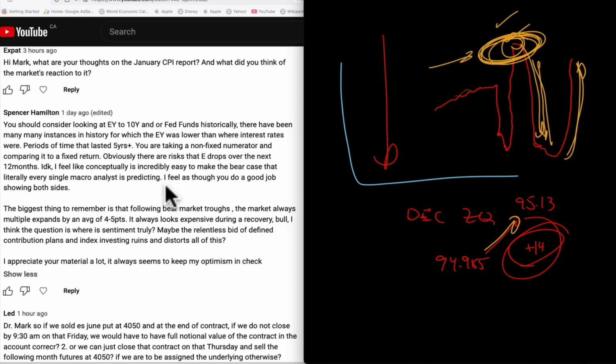Biggest thing to remember is that following bear market troughs, the market always multiple expands by an average of 4 to 5 points. That is true. They always do, because earnings are low and the market will price in a better future. That is very true. However, usually that happens when inflation is pretty much gone, unemployment is high, and the economy has contracted. We don't have that. We have earnings still coming down. Earnings, from a high level, still coming down that are still considered high, and a market trading at a multiple over 18 right now in the face of rising interest rates.